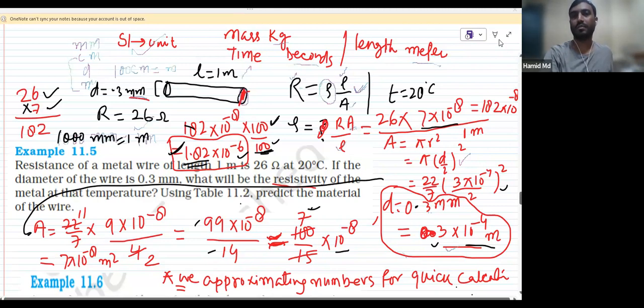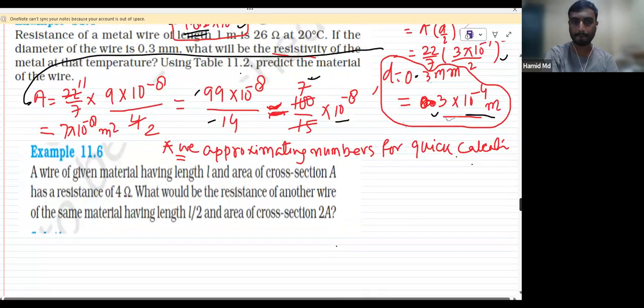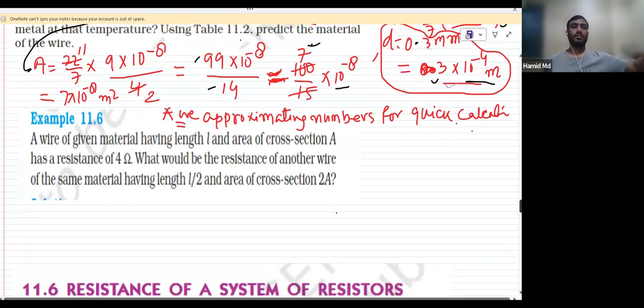Okay, the next question is on the screen waiting for you. I hope it's visible. Nadia, the next question. Not visible? Now it's visible. A wire of given material having length L and area of cross section A has resistance 4 ohm. What would be the resistance of another wire of the same material having length L by 2 and area of cross section 2A? Do it. You have 9 minutes.